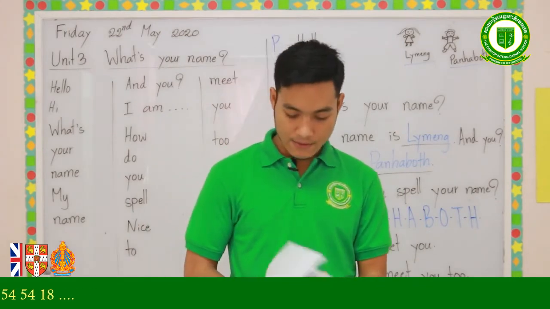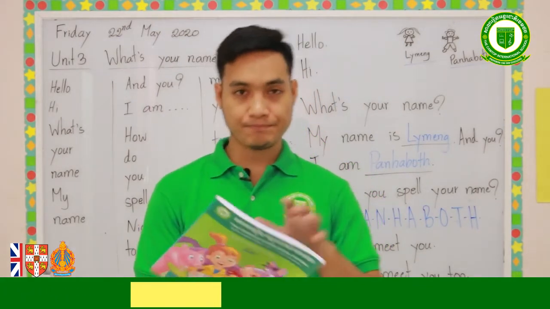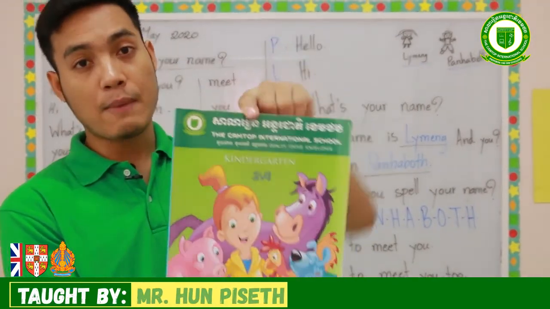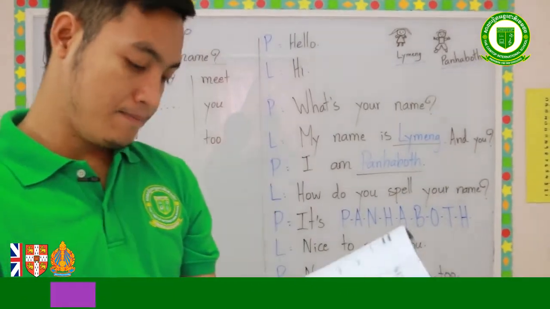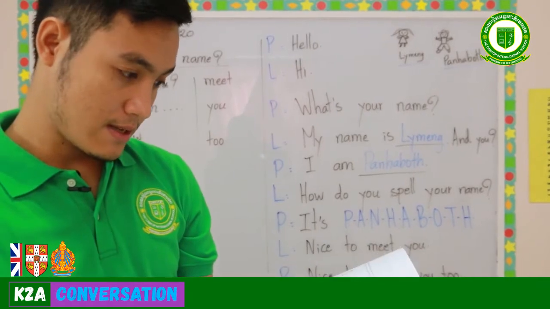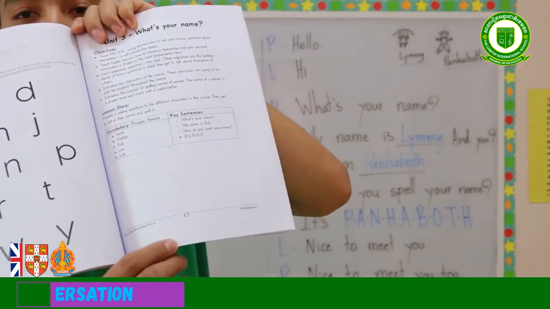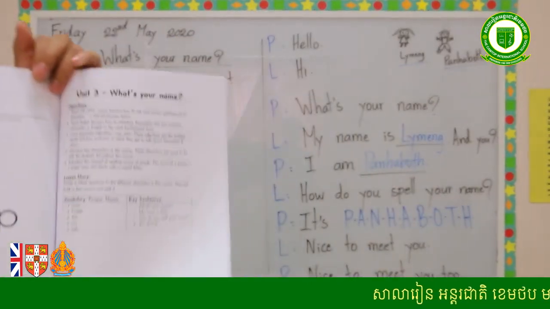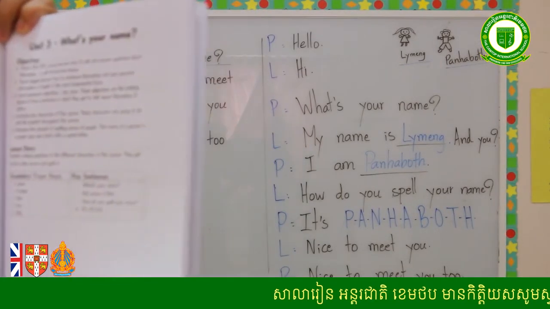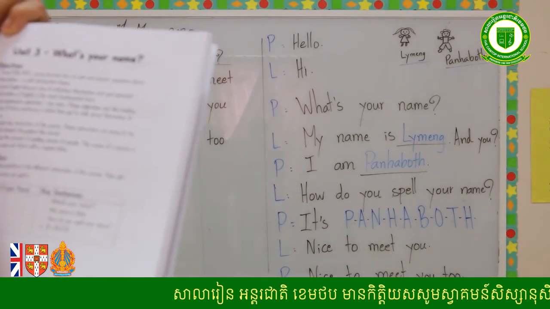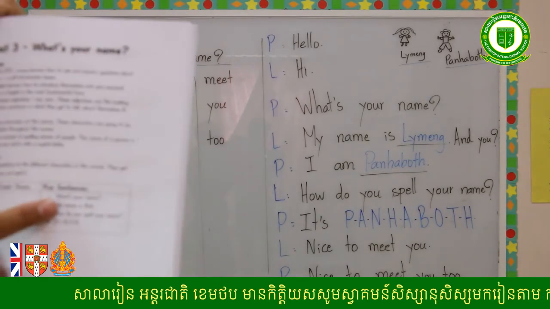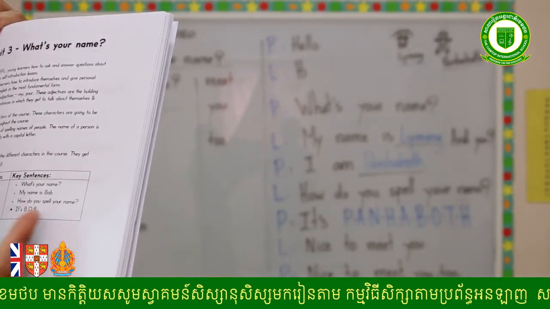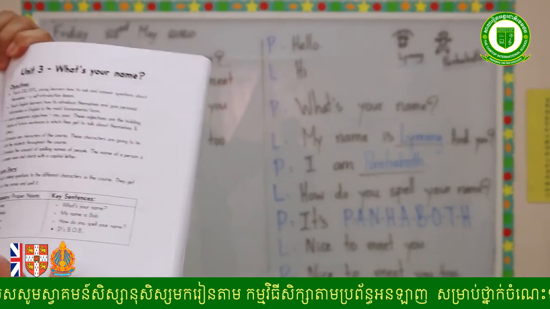And okay, now I want you to do your homework in your K2A textbook. So everyone please open to page 13, okay? Page 13 here is where we are going to do our homework together. What you need to do is read the keywords and also the key sentences, like what's your name? My name is, okay? How do you spell your name? It's B-O-B, Bob, okay? Like this.